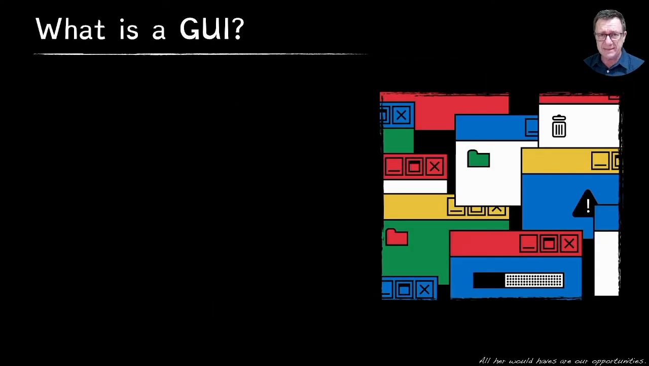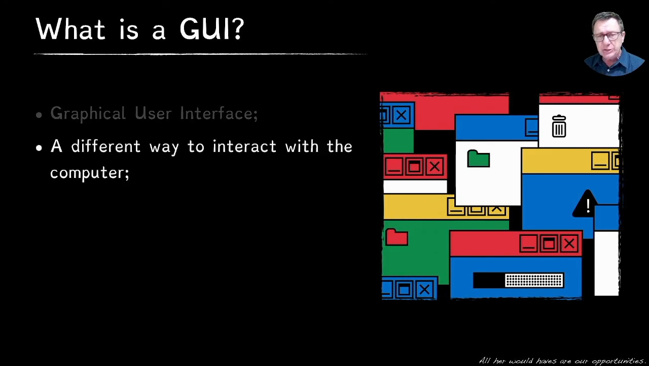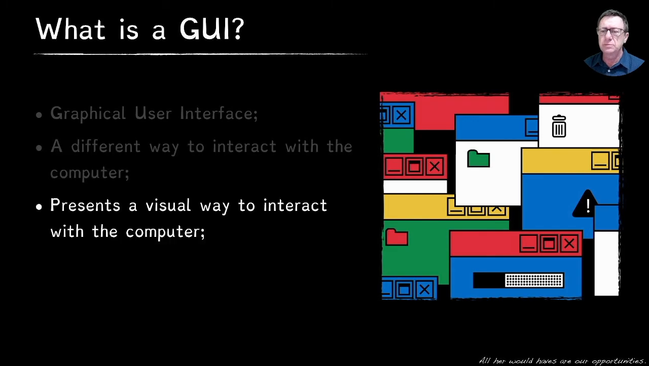If you haven't already picked that up, a graphical user interface. That's what it is. So I say it's a different way to interact with the computer. And some might say, well, it's the normal way. But I'm taking it from a historical perspective, when we started with the command line interface, and from there we moved to the GUI. So now we have a new way to interact with the computer. Visual interaction. That's really what it is.